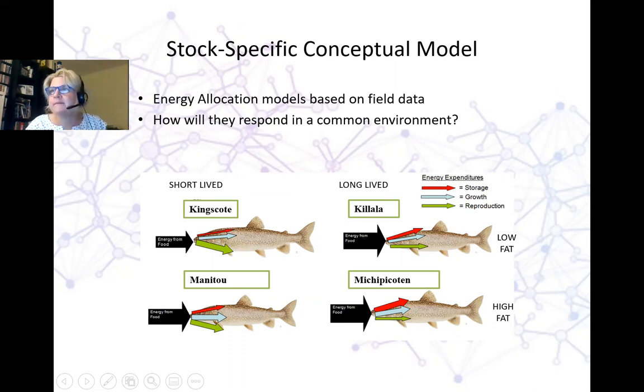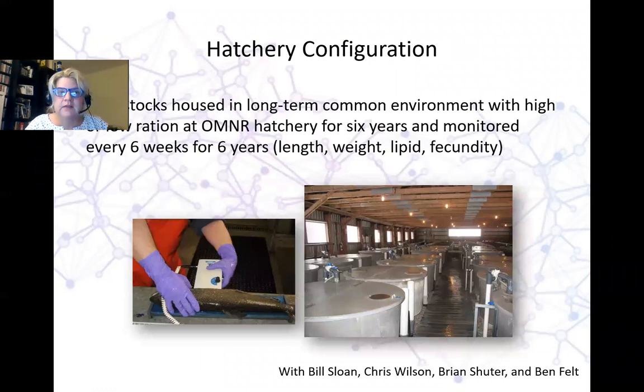We had these 4 stocks that were housed in this long-term common environment. So they were all raised in the same environment from hatching. And they had either a high or a low food ration at the hatchery. And we monitored these individuals. We had over 200 of them, and we monitored them for 6 years. Every 6 weeks, we looked at their length, weight, and their lipid levels using this non-invasive fat meter. And we also measured their fecundity when they spawned, and their egg size as well.